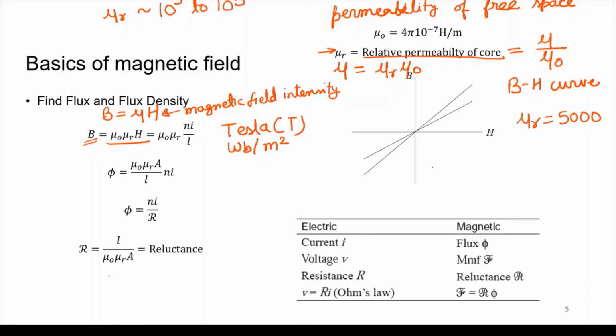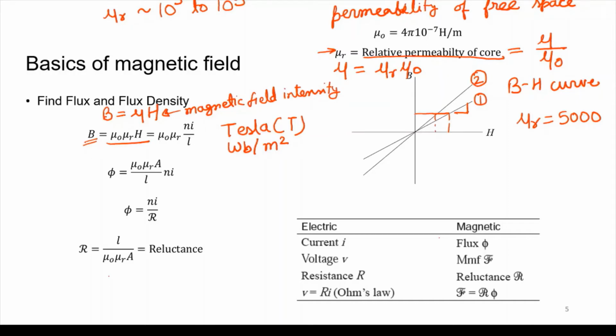Now let us consider this BH curve, which is shown in this figure. Here I am showing two lines. So what is the slope of each line? The slope of each line is mu, the permeability of that particular material. Here I am showing two lines, 1 and 2. The slope of line 2 is high compared to 1. It means that to get the same flux density B, we need less magnetic field intensity for material 2 compared to 1.